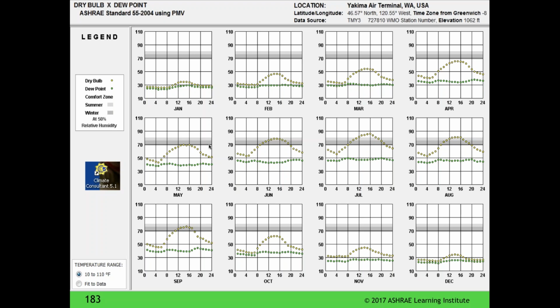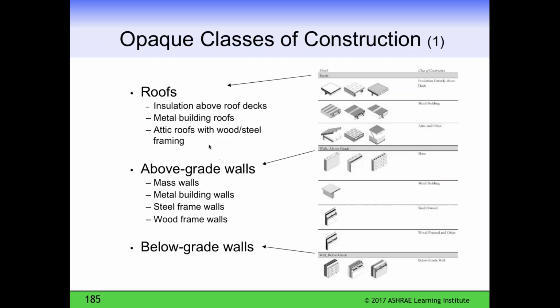prescriptive requirements. We then go to classes of construction, where we have 3 types of roofs, including insulation above roof deck, metal building roofs, and attic roofs with wood or steel framing, which lay in insulation below the framing. 3 types of that. Above grade walls, we have mass walls, which would be typically 7 BTUs per foot square per degree F or greater.